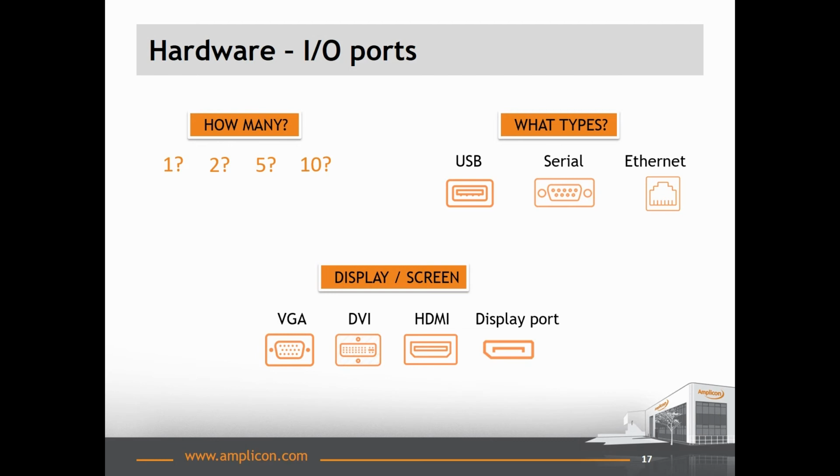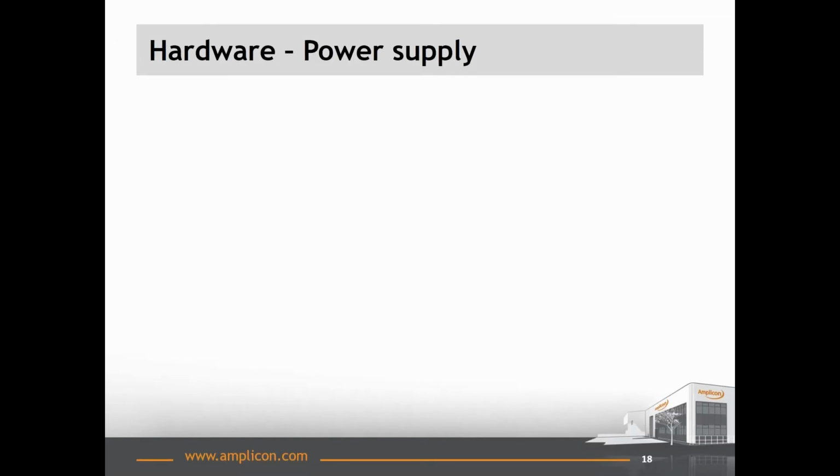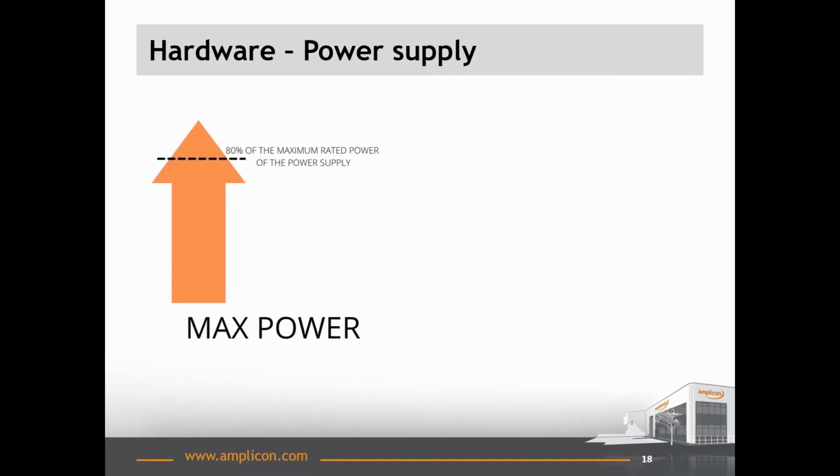Now we have looked at the hardware system requirements, we can work out how much power the hardware is going to draw. This can help you choose the power supply you need. Best practice is to select a power supply where the maximum power draw of the system does not exceed 80% of the maximum rated power of the power supply. Ideally, you should add a little extra buffer for any future upgrades.